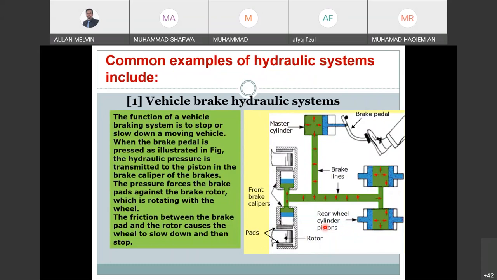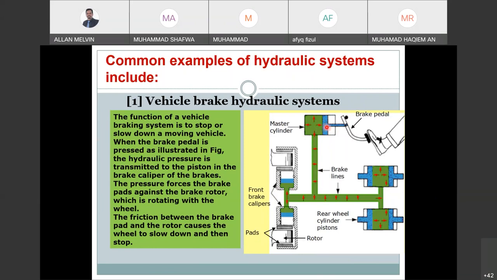Okay, we will see a common example of a hydraulic system. So this is how a vehicle brake hydraulic system works. So you press the brake, you have a brake pedal. Okay, so inside you have all your brake lines. You have front brake calipers and rear wheel pistons. Okay, so when you press, the oil is in a confined place, a kawasan yang tertutup.